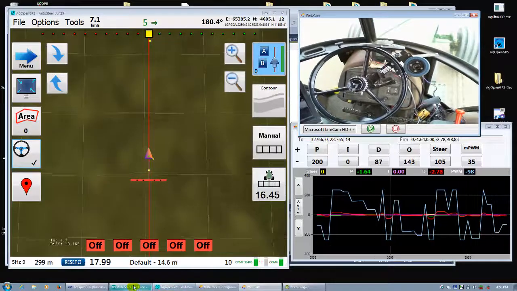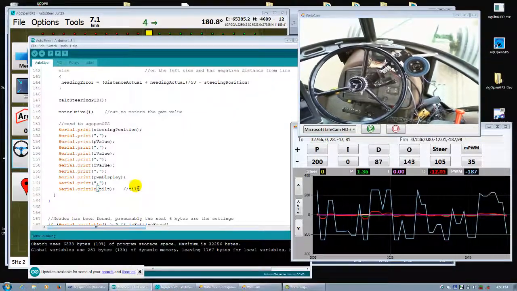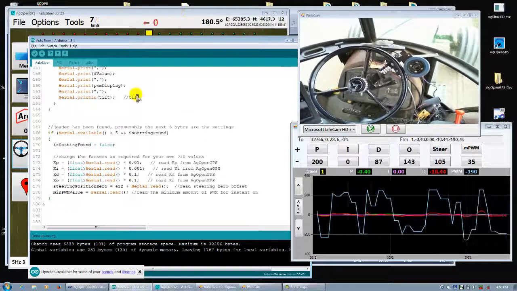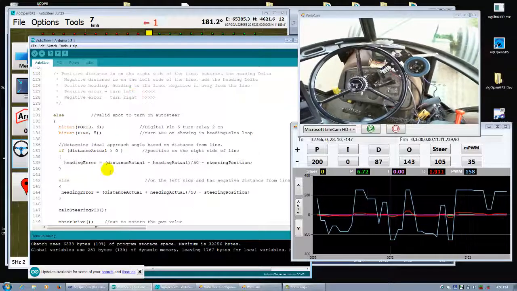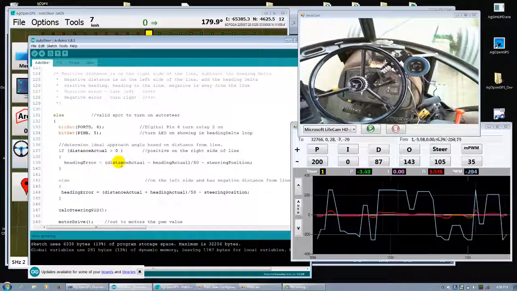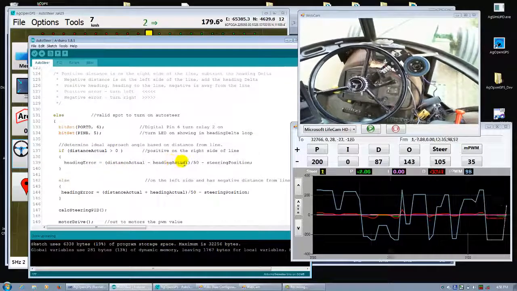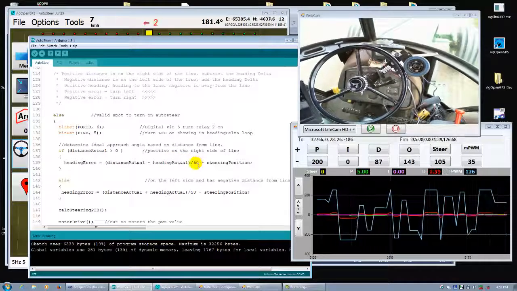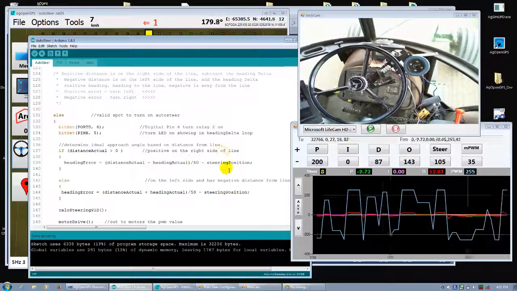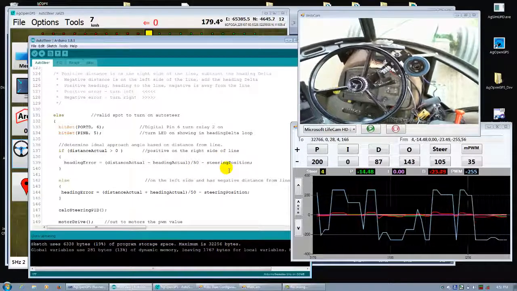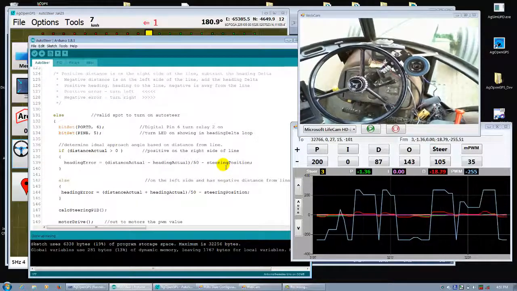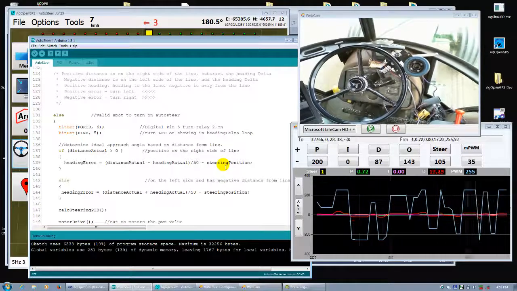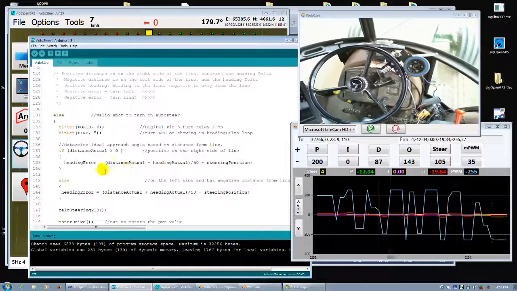All it is, depending on which side of the line you're on, it's distance actual minus the heading actual. And of course that gives a vector. And then divide that by 50 to turn it into steering position units, and that's a number from 0 to 1023. And based on the steering angle, which centers around 0, you generate a heading error.